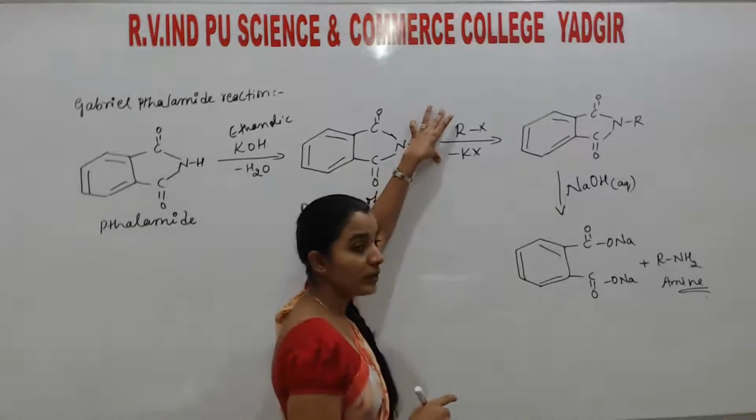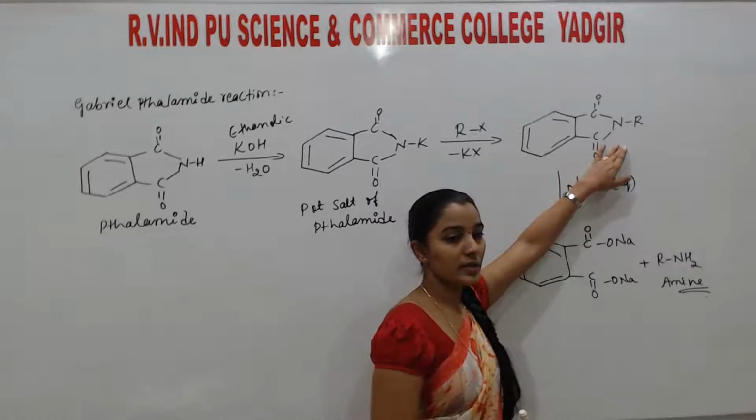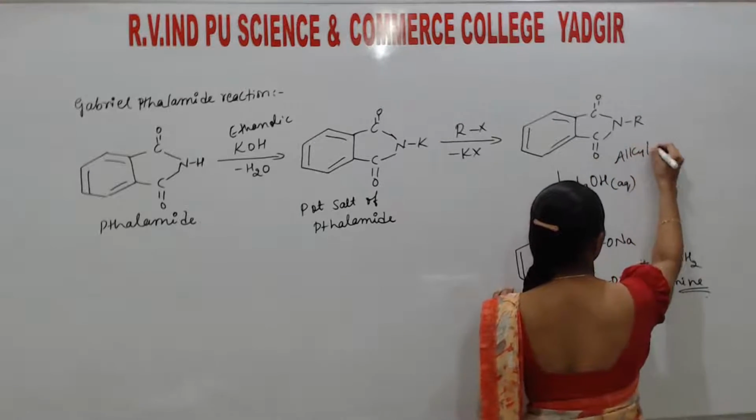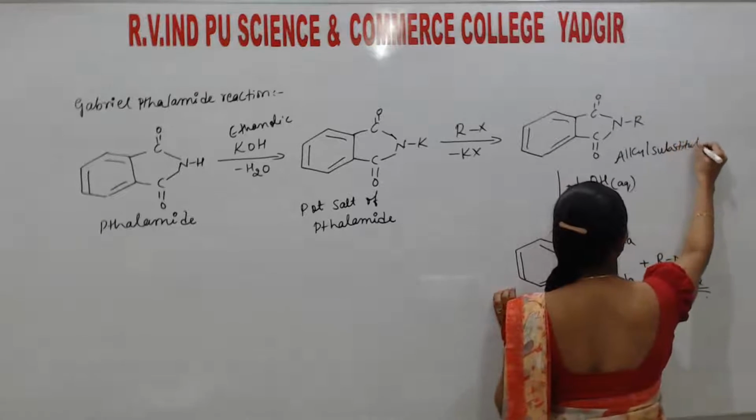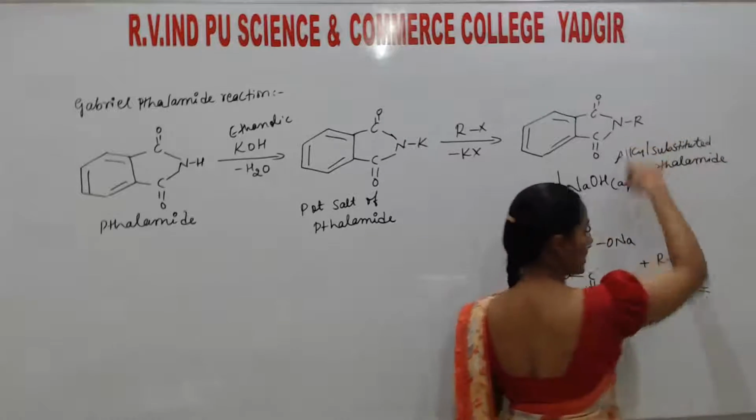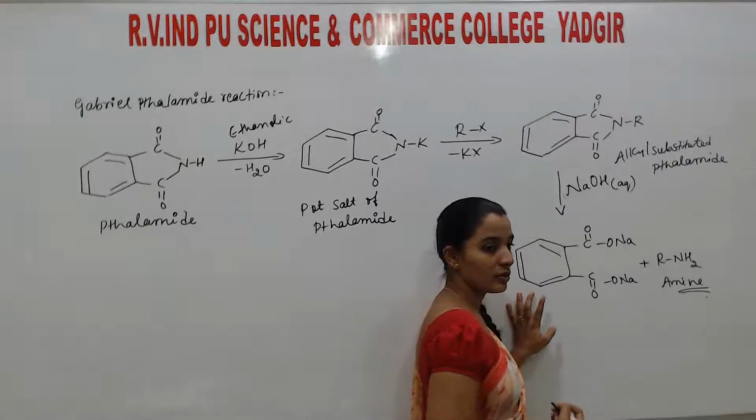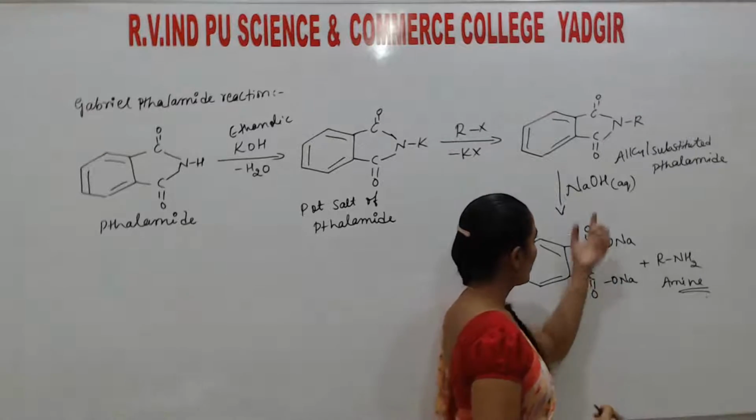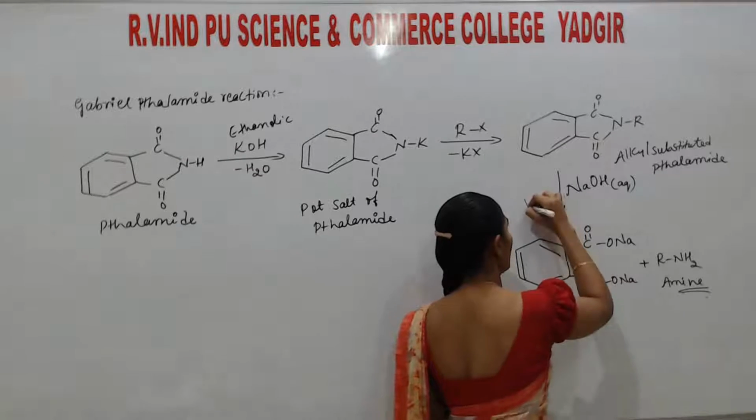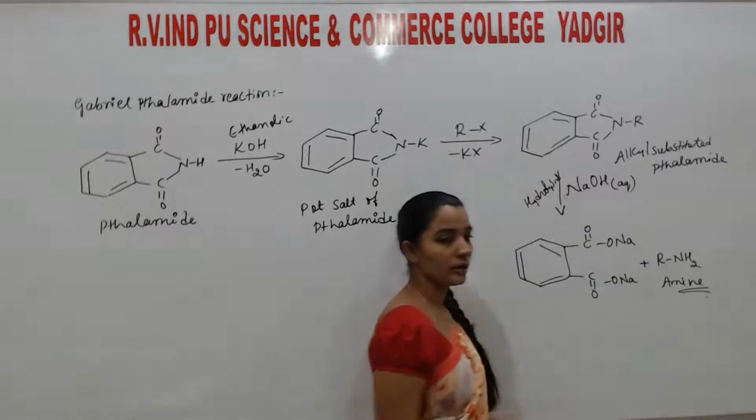It is further treated with alkyl halide. When it is treated with alkyl halide, they form this alkyl substituted phthalimide. So if it is CH3, then methyl substituted phthalimide; C2H5, ethyl substituted phthalimide. Followed by this, aqueous NaOH means hydrolysis takes place here. When it is treated with H2O, hydrolysis takes place, and they form amine and this product.